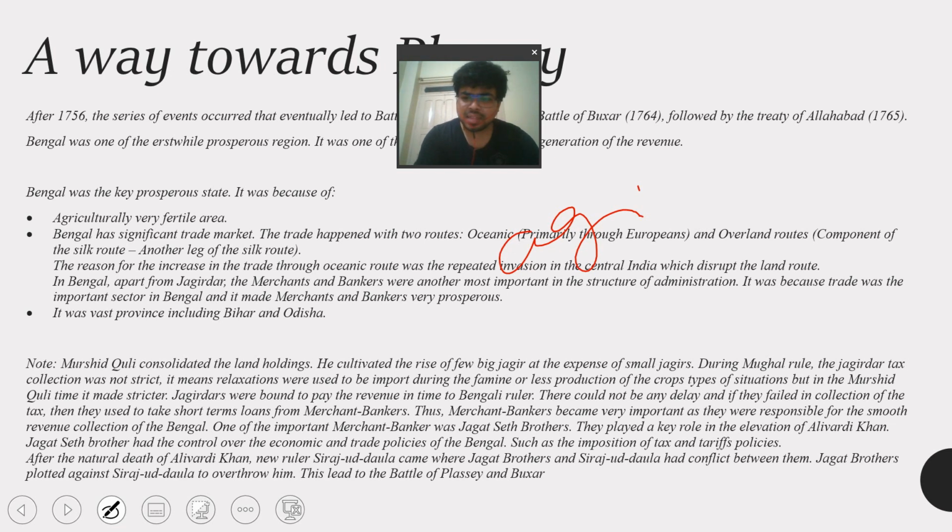So it means that during Mughal rule the Jagirdar tax collection was not strict. Relaxations were usually granted during famine or situations of less crop production. But in Murshid Quli's time it was made stricter. Jagirdars were bound to pay the revenue in time to the Bengal ruler. There could not be any delay.